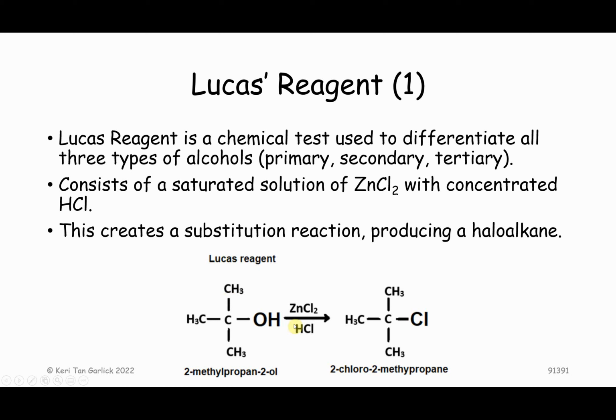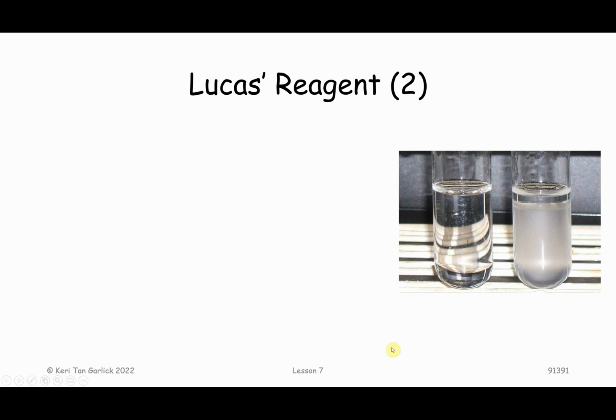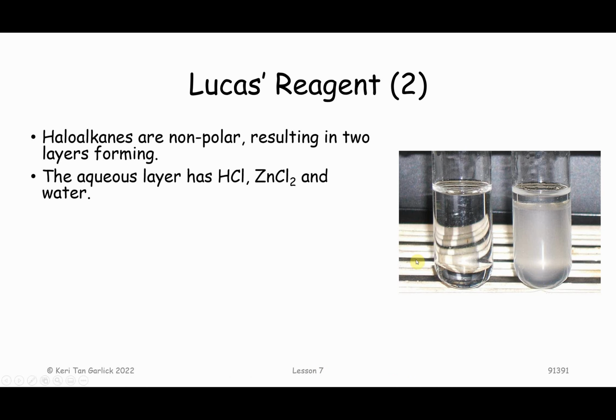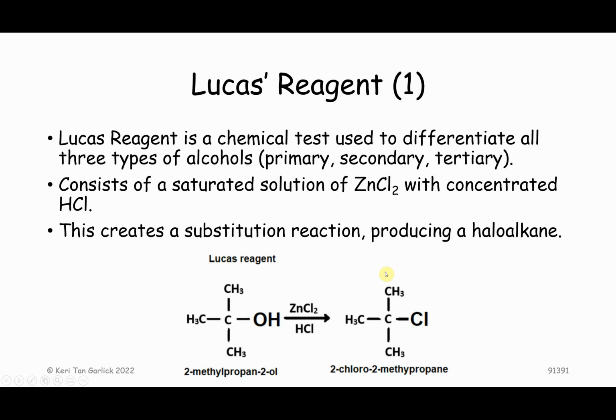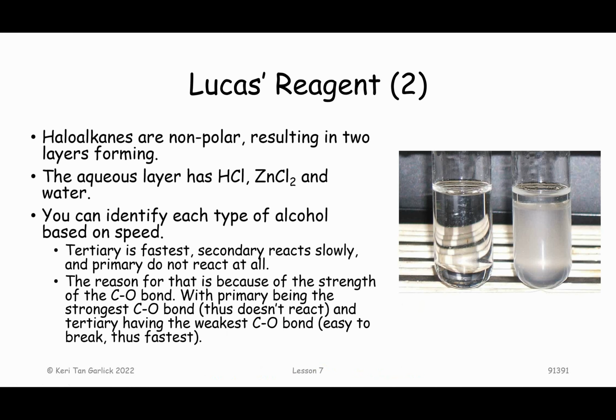This alcohol would be soluble in it because we know that alcohols are polar because of that OH. In this case, the haloalkane, even though it has a little bit of polarity from the halogen, it's not a huge amount of polarity. Obviously, we have quite a bit of carbons here, so it's going to not mix. So the aqueous layer will have the zinc chloride and the water. The non-aqueous layer, the non-polar layer, will have the new haloalkane that's being formed. And I should also note that one of the byproducts of this reaction is going to be water. And so that's why, again, we see those two layers.